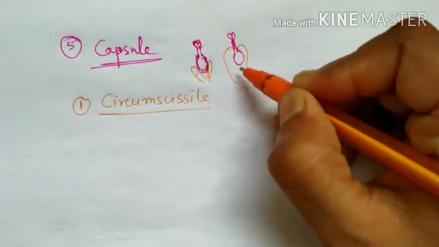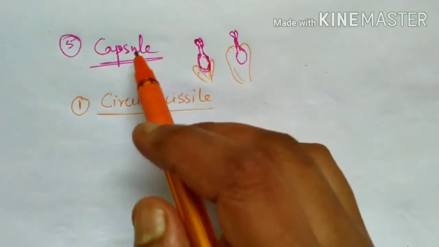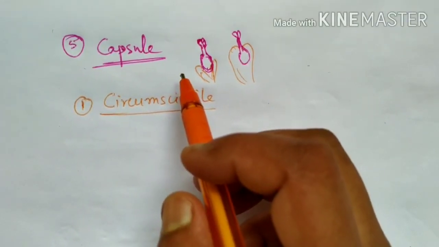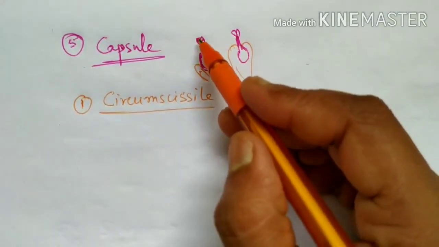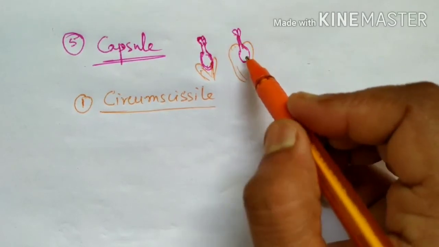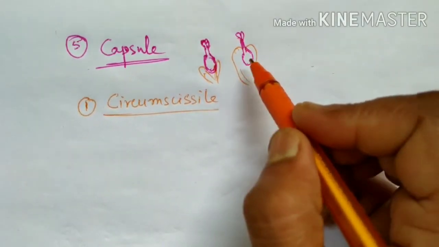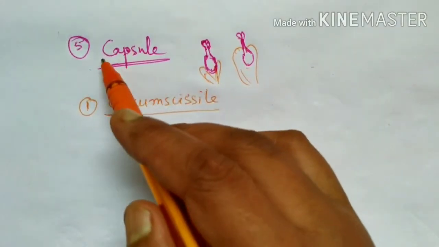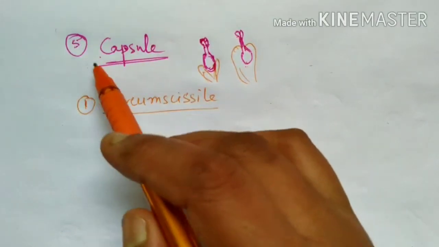And polycarpellary. So carpel, many carpels containing ovary also we can see in this type of fruit.